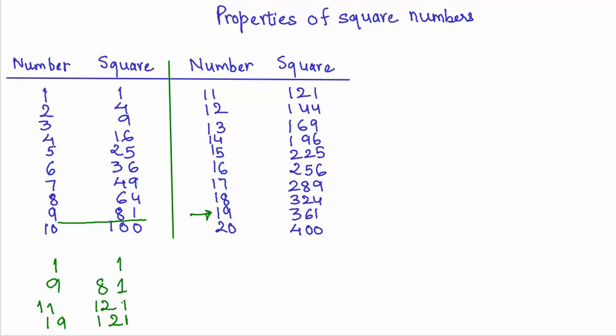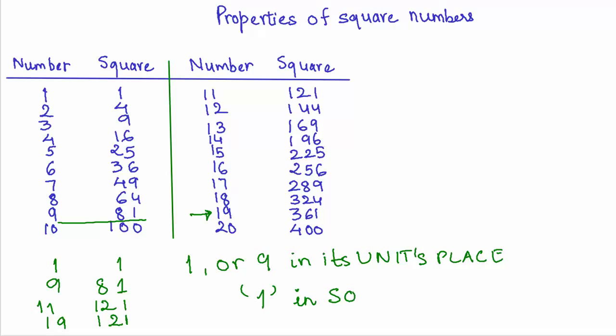The pattern here is pretty clear, and that is if a number has 1 or 9 in its units place, the square of that number will have 1 in the square's unit place, right? You can verify this for yourself for other numbers. For example, you can try it for 21, you can try it for 29, 31, 39, and so on. You'll find that the square of these numbers, they always end in 1.